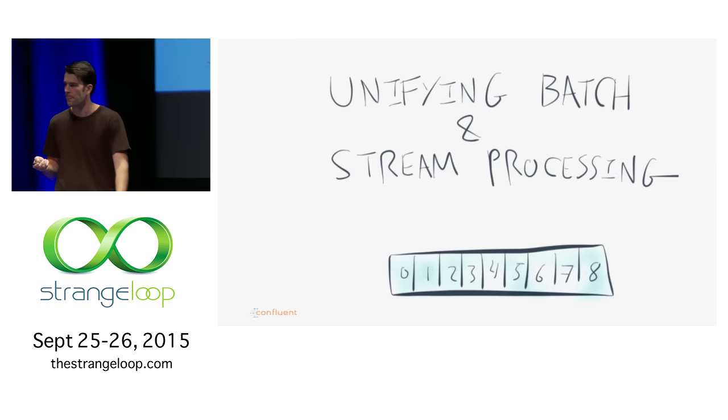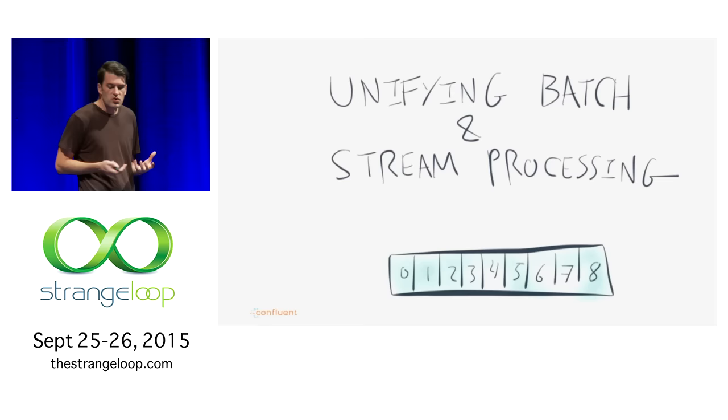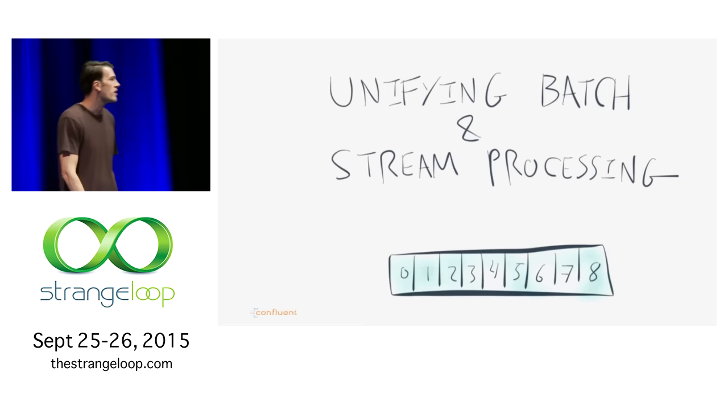OK, so those were some of the hard problems. It turns out if you solve these problems, you actually do achieve this unification of batch processing and stream processing. And the way you do that is pretty easy. If you have this log abstraction, a batch process is one which wakes up.